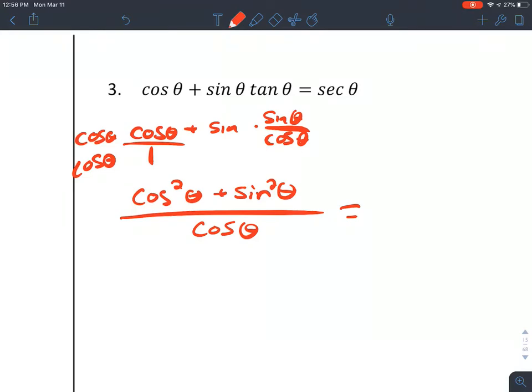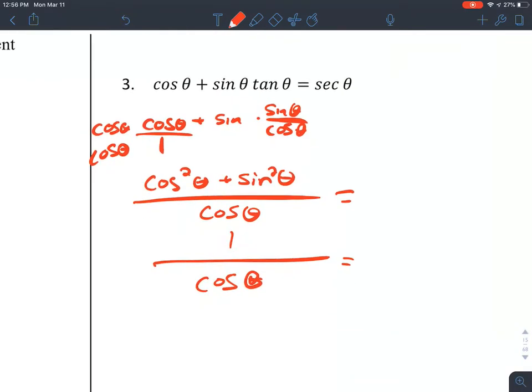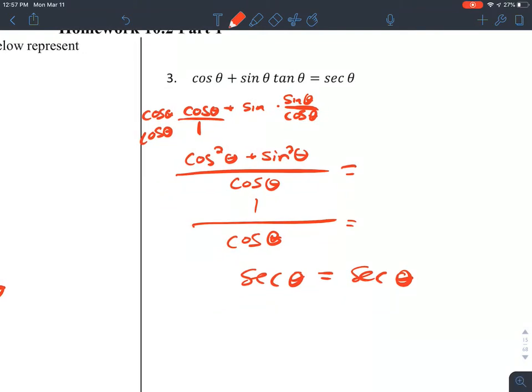Now the top is the first Pythagorean identity, which is cosine squared of theta plus sine squared of theta, that's equivalent to 1. 1 over cosine of theta is the same as secant of theta. The right side was secant of theta all along, so that problem is also now finished.